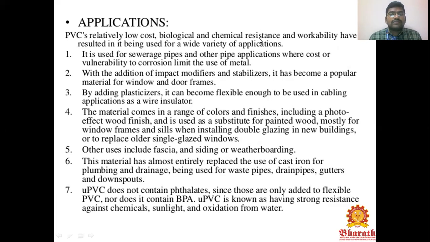The material comes in a range of colors and finishes, including photo-effect wood finishes, and is used as a substitute for painted wood, mostly for window frames and double glazing in new buildings to replace older single glazed windows. Other uses include fascia, seating, and weatherboarding. It almost entirely replaces cast iron for plumbing and drainage, and is also used for PVC waste pipe in drainage pipes, gutters, and downspouts.